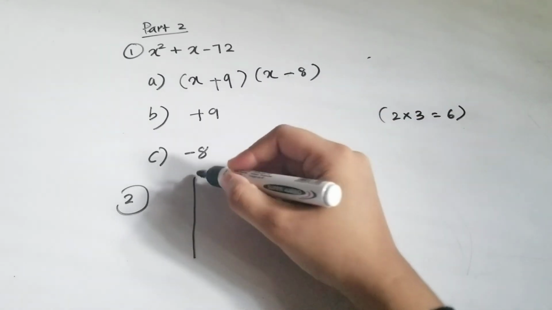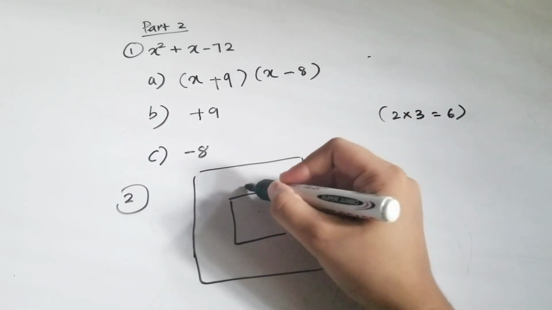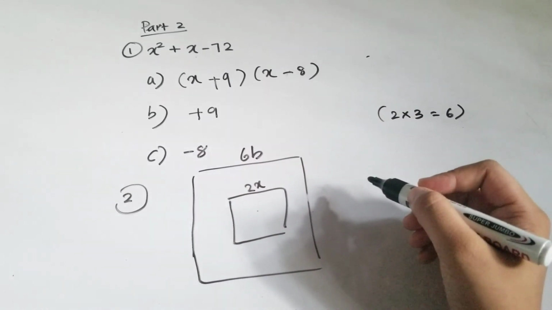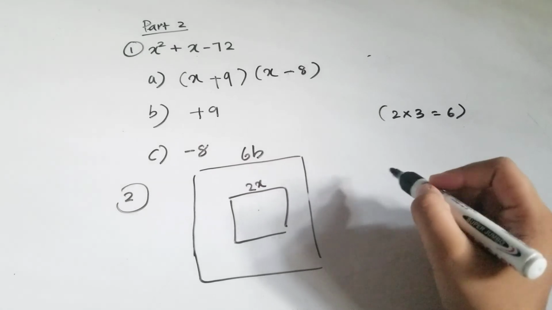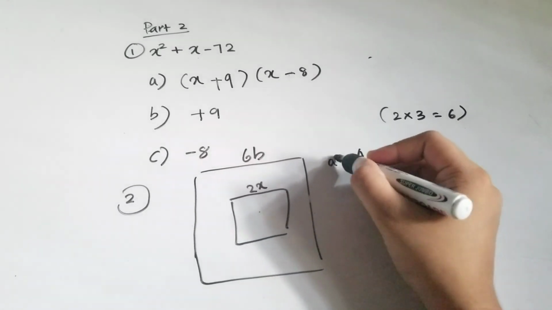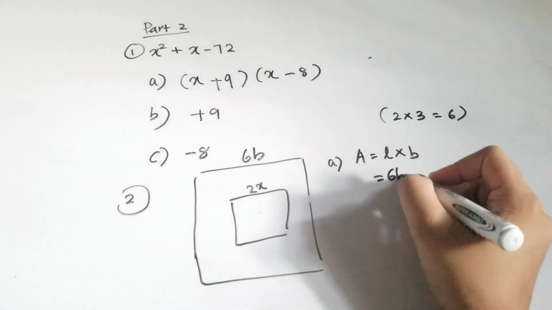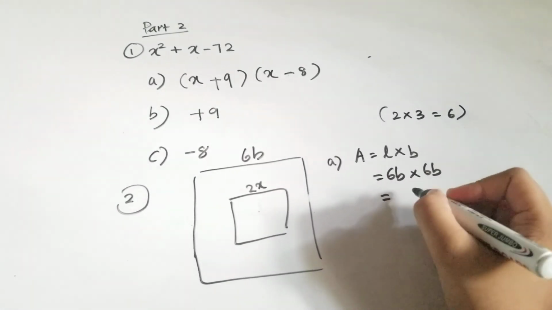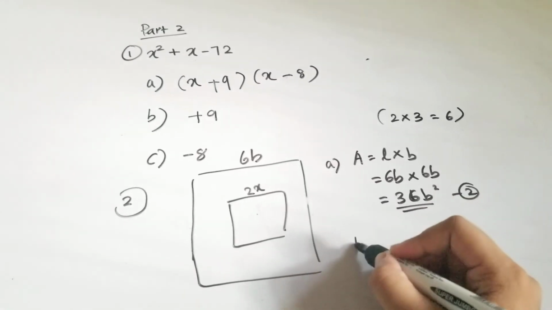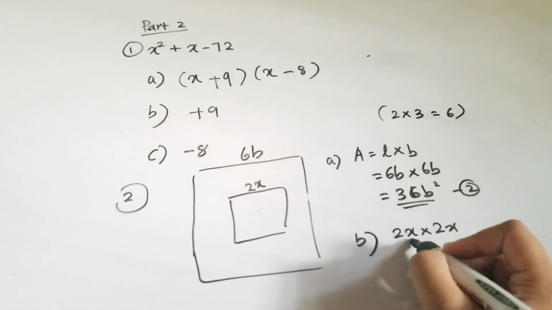Second question, there is a diagram given for you all, and there's a small square inside this. This is 2x one side, here one side is 6b. Given figure shows 2 squares with side length 6b and 2x. Find the area of the large square. So area means what? Area is equal to length into breadth. The first one, part A, area of the larger square: 6b into 6b, what is it? You are getting 36b squared. 2 marks. Part B, find the area of the smaller square. 2x into 2x, that is equal to 4x squared. 2 marks.